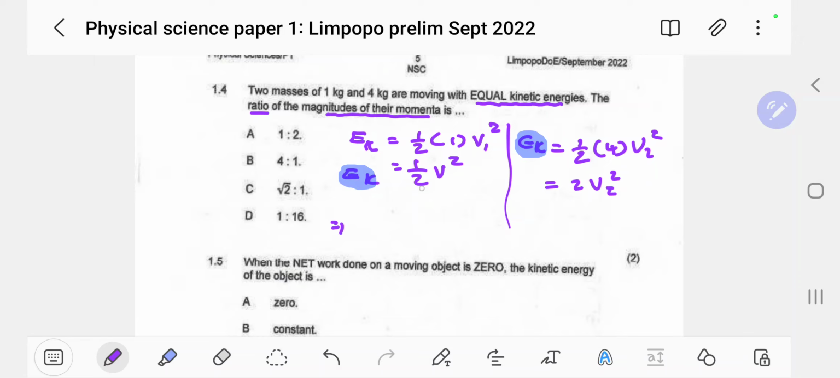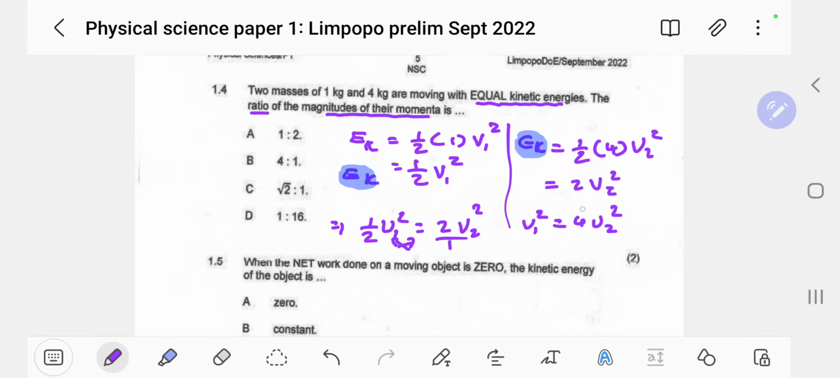So this implies that half V1 squared is equal to 2V2 squared. All right, great. And then of course this is over 1. If this is a fraction, you just cross multiply that. What do we end up with? We know that V1 squared is going to be 4V2 squared, isn't it? Yeah, because if you cross multiply, remember 1 times 1 is just 1.